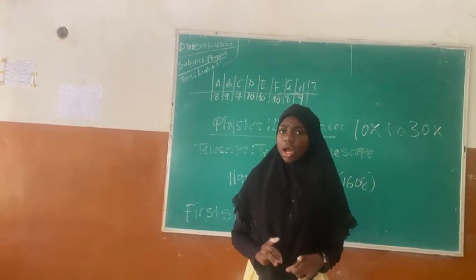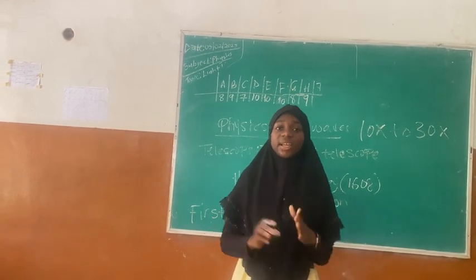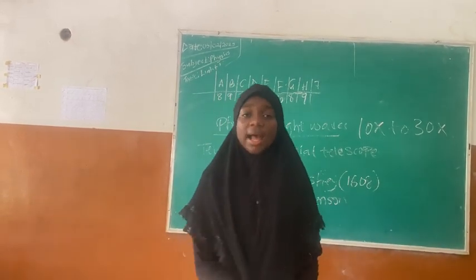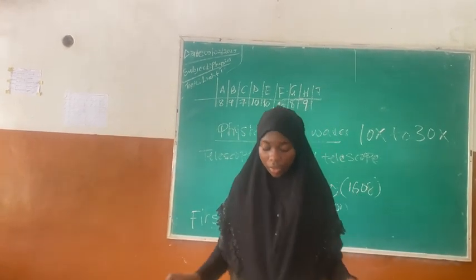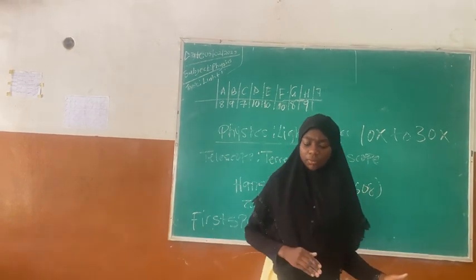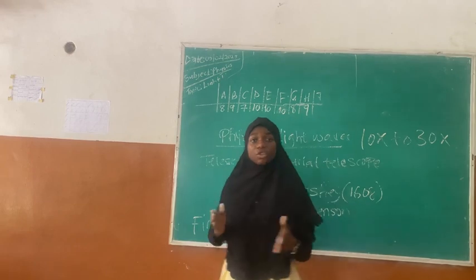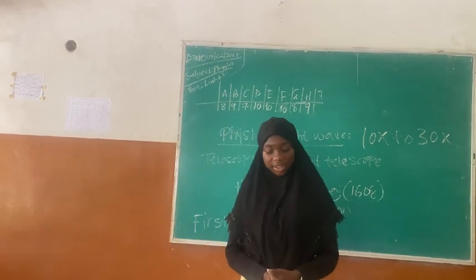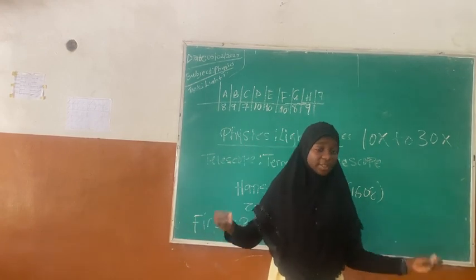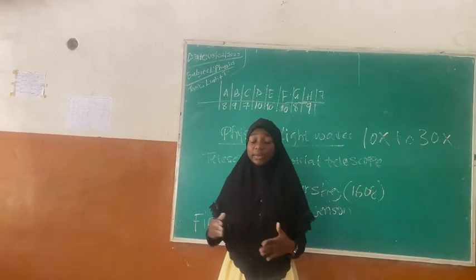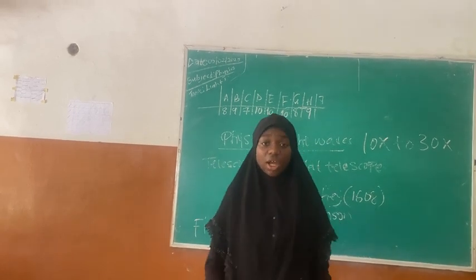So I'm going to give you a few differences between the terrestrial telescope and the astronomical telescope. In image orientation, the terrestrial telescope creates upright images, while the astronomical telescope creates inverted images. The primary use of the terrestrial telescope is Earth observation, and the primary use of the astronomical telescope is space observation.